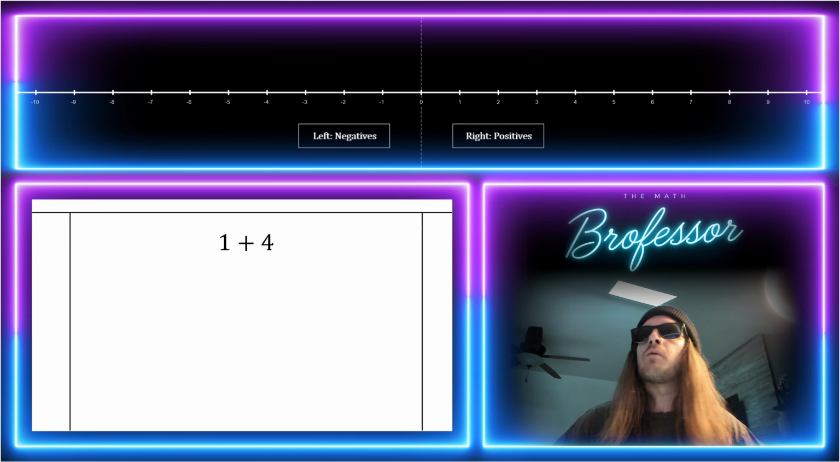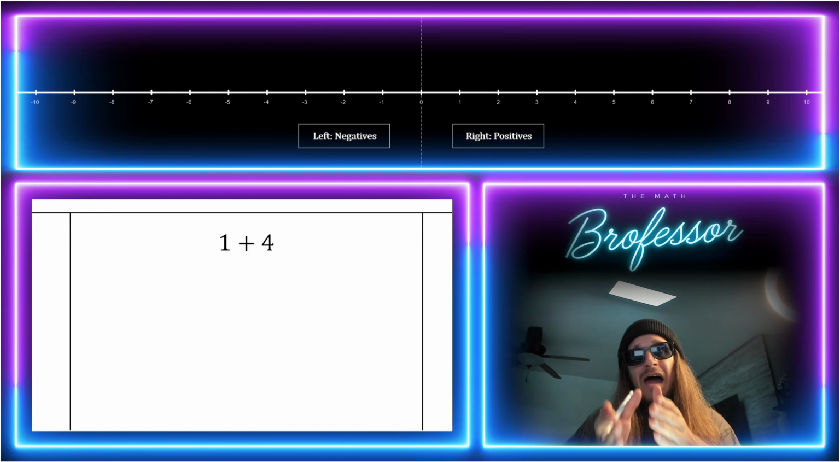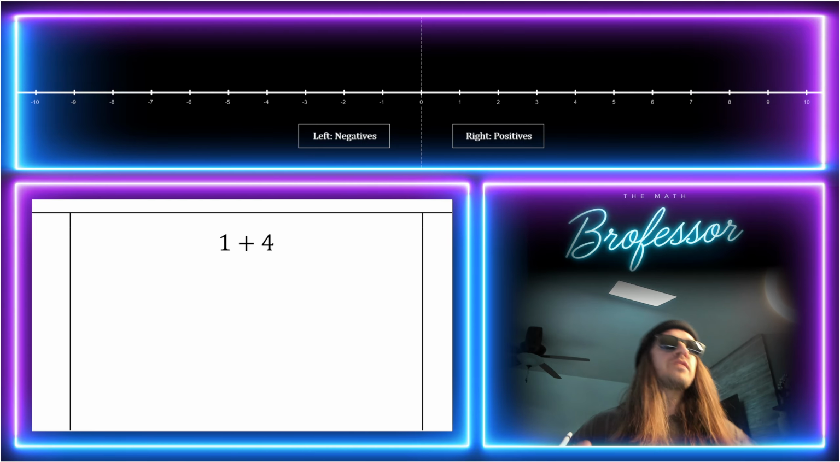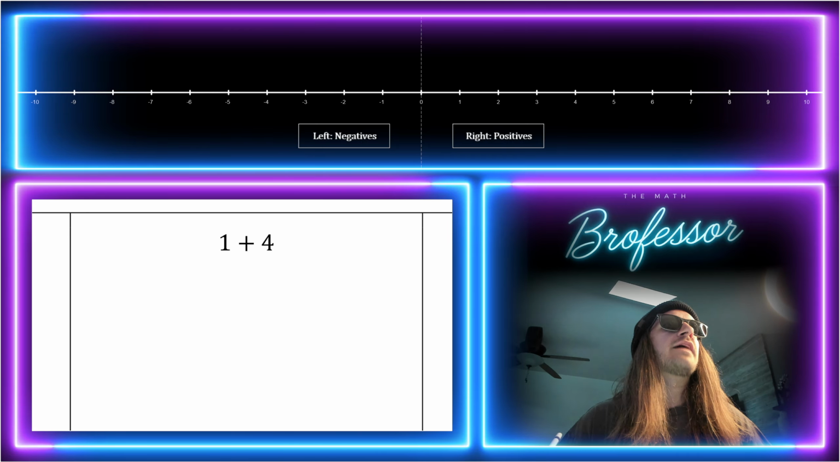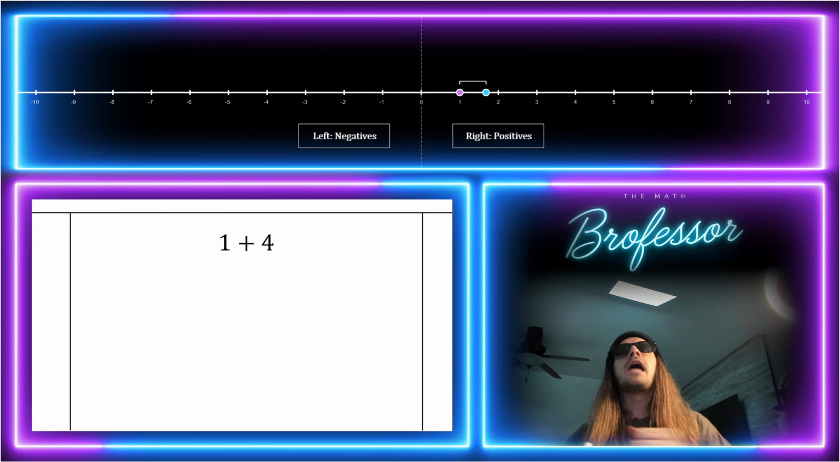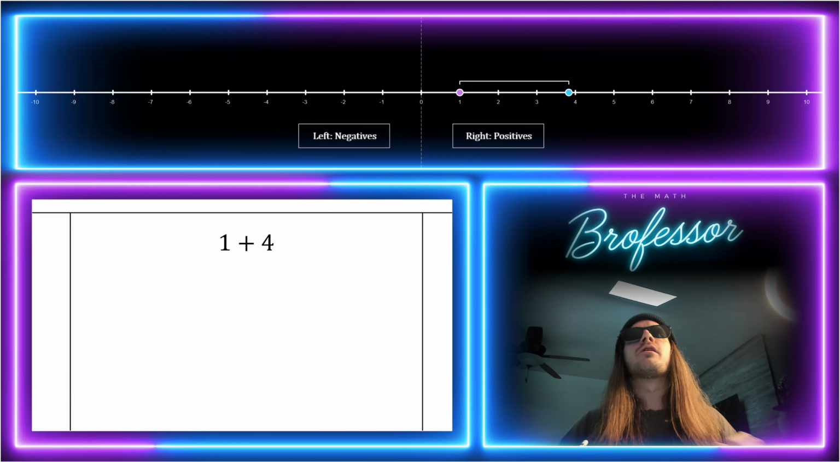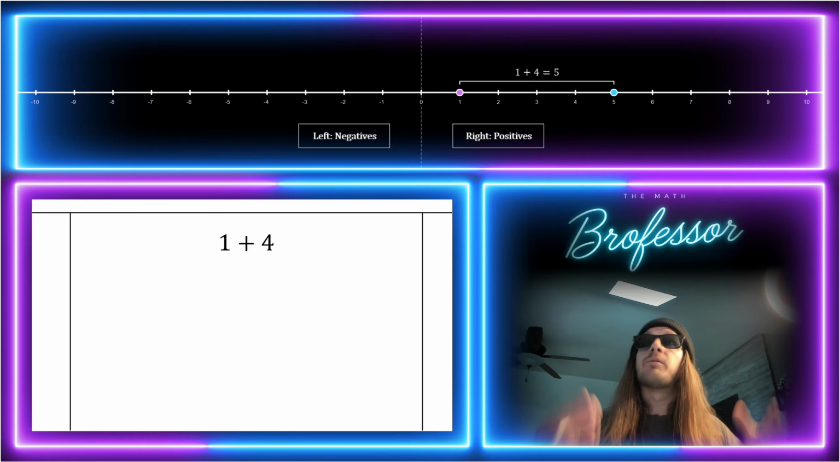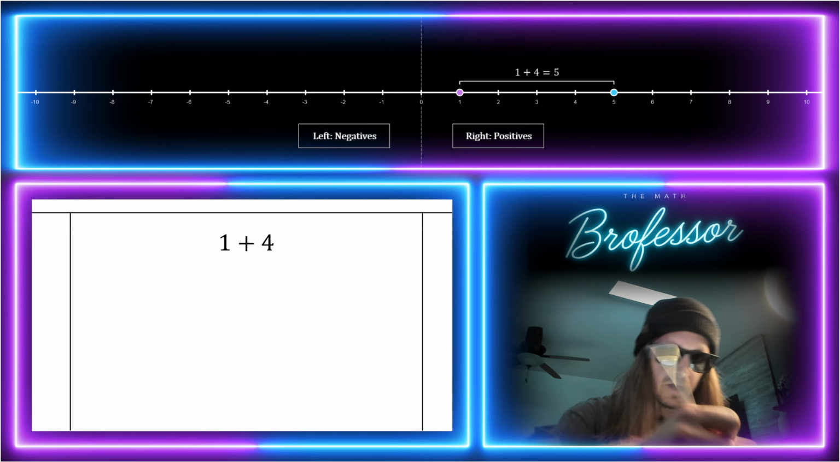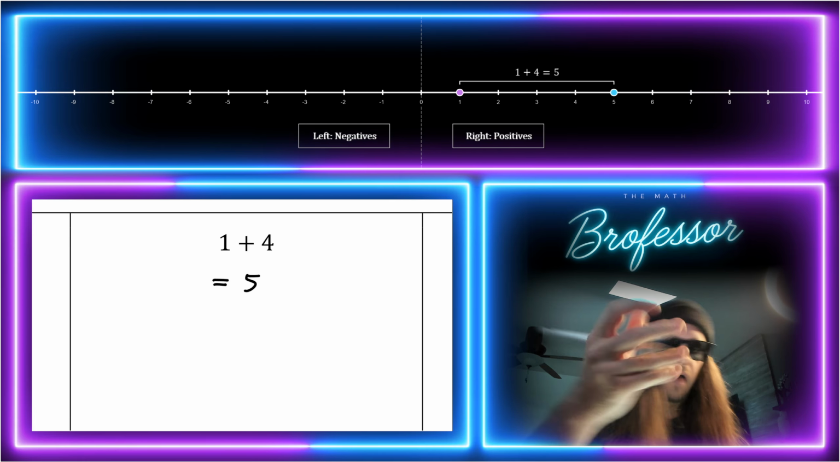1 plus 4. So that means we're going to start at 1 and we're going to move 4 units to the right. Let's see where that lands us. So we're going to start on 1 and we move 1, 2, 3, 4 units to the right and we land on 5. So 1 plus 4 is 5. That's what that means, right?